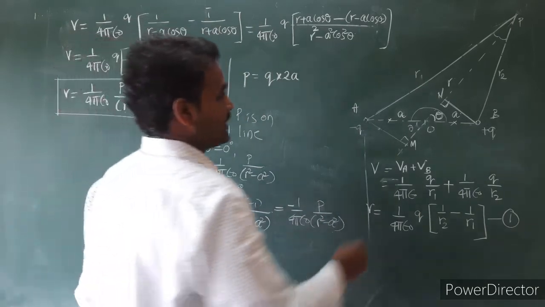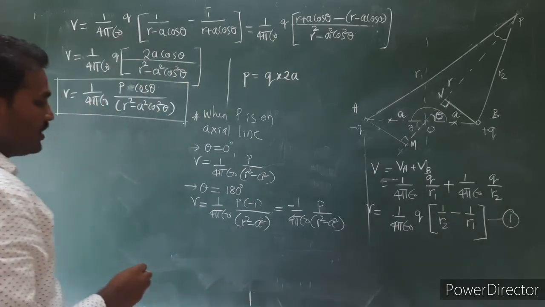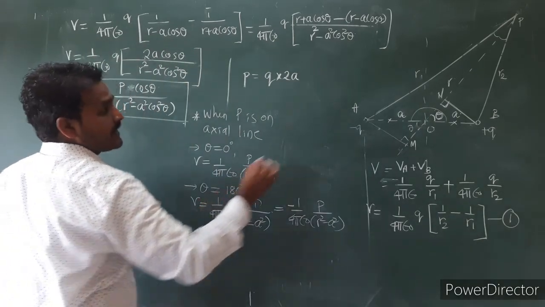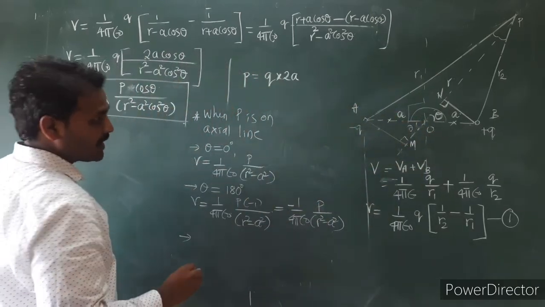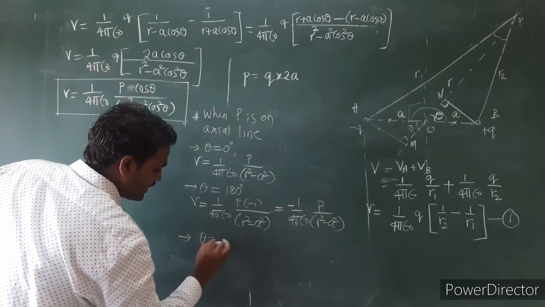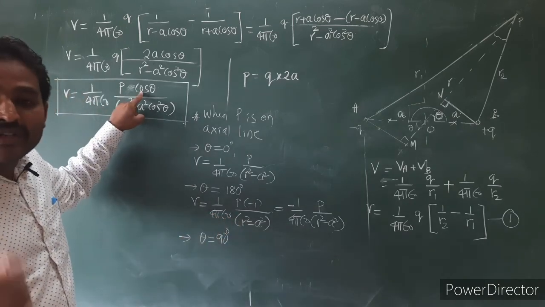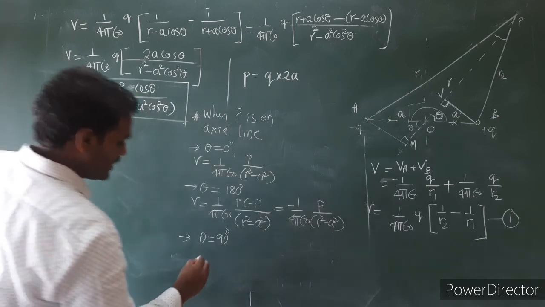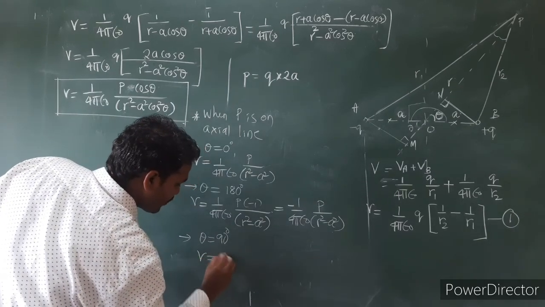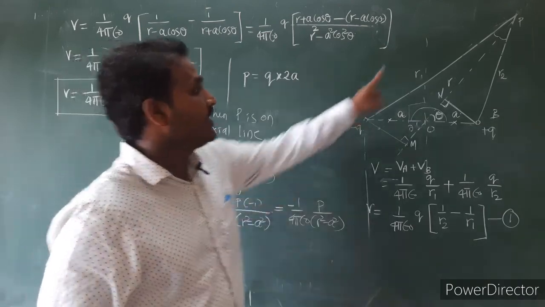And we have another case here, if the point P is on the equatorial line. On the equatorial line, this angle will be equal to what? The angle between this line and the dipole axis will be equal to 90 degrees. Theta will be equal to what? 90 degrees. So cos theta will be equal to cos 90 degrees. Cos 90 degrees will be equal to 0. So easily I can write V will be equal to 0. So this is when the point P is on the equatorial line.